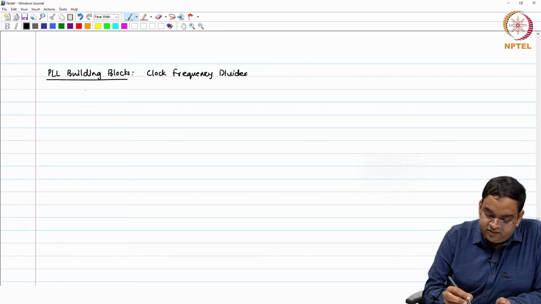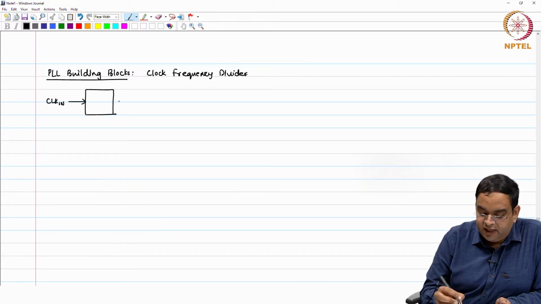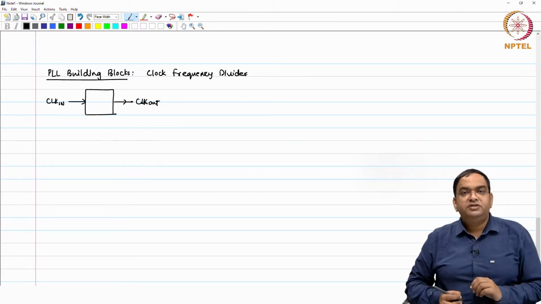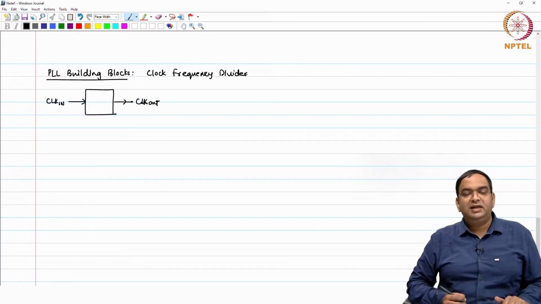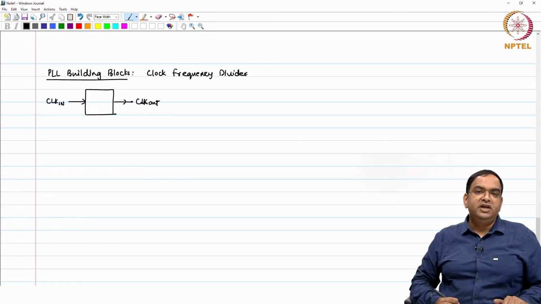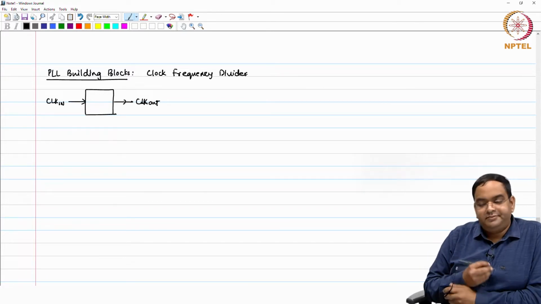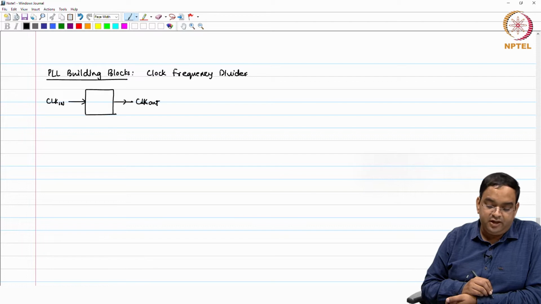So, what we need is a block where we give in the input clock, let us call it clock in, and we get clock out, and clock out should have a frequency which is lesser than the input frequency, by some number which is fed externally.